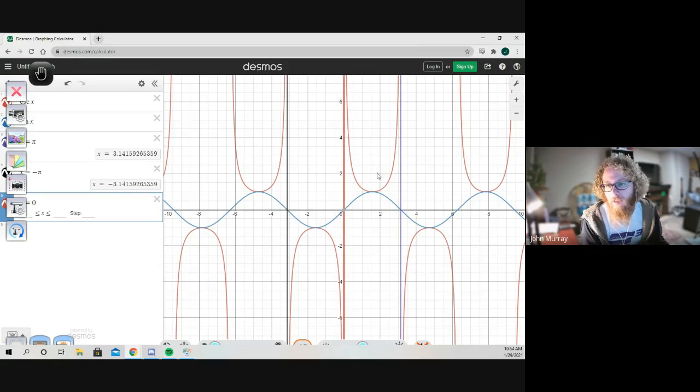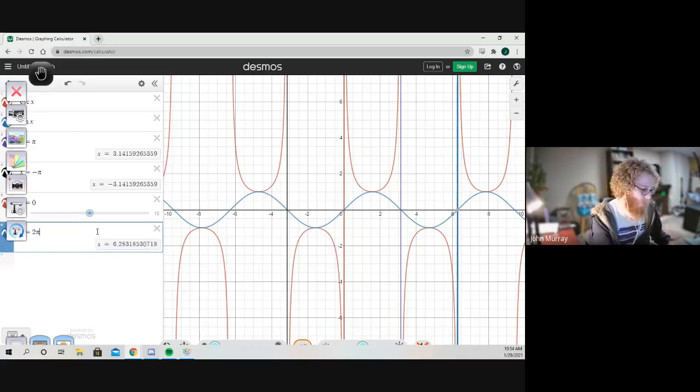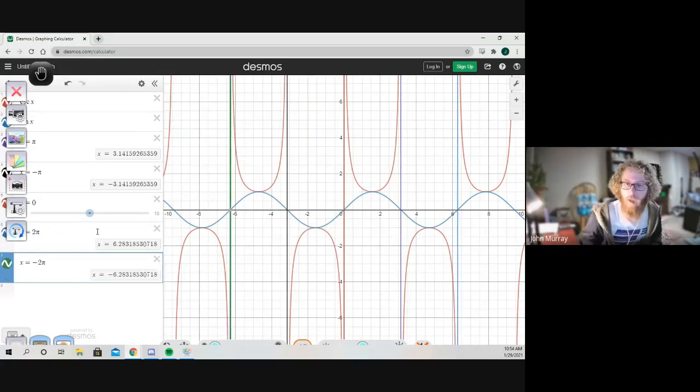And then these parabolas, again, they're not exactly parabolas because they don't behave like them, but they look like them. They fit in between those asymptotes, right? And then I can even keep going, right? x equals 2 pi, x equals negative 2 pi. Because they're inverse, they behave oppositely.